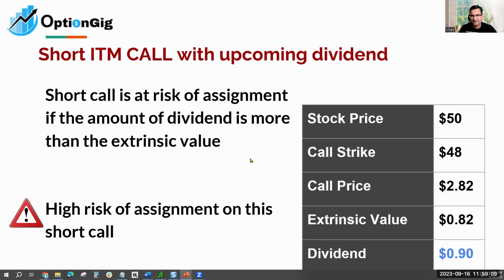Now, this is an interesting case wherein I have an extrinsic value of 82 cents, but this could still be at risk of assignment because maybe XYZ has declared a dividend and it's going to be ex-dividend come Monday. Even though it is October 20th expiration, on Monday, which is the 19th, I could get assigned here because I sold a call on it. If this is not clear, feel free to ask questions because this is a very important portion to understand. It is because the dividend is more than the extrinsic value remaining in the option contract.